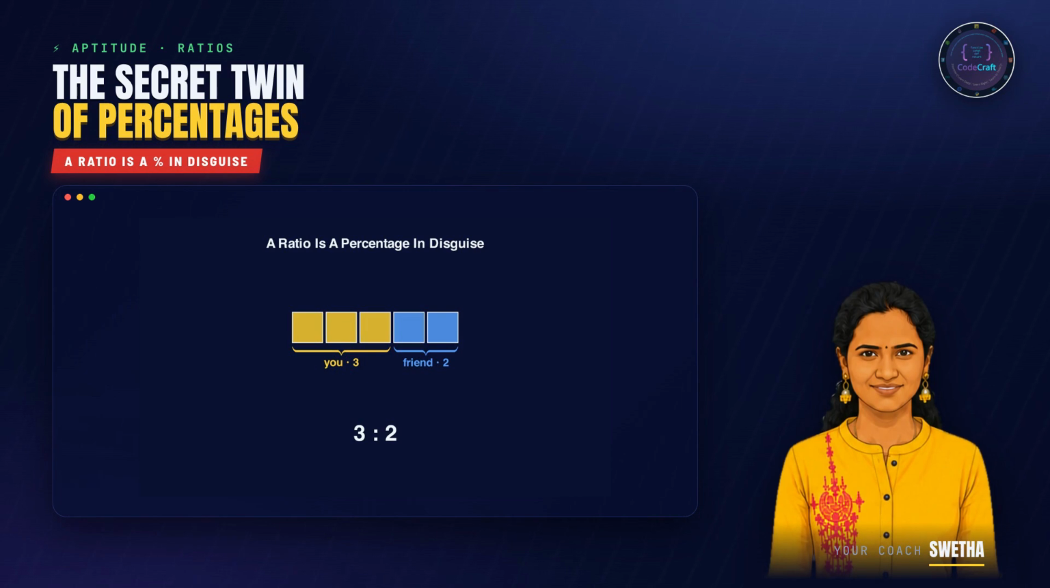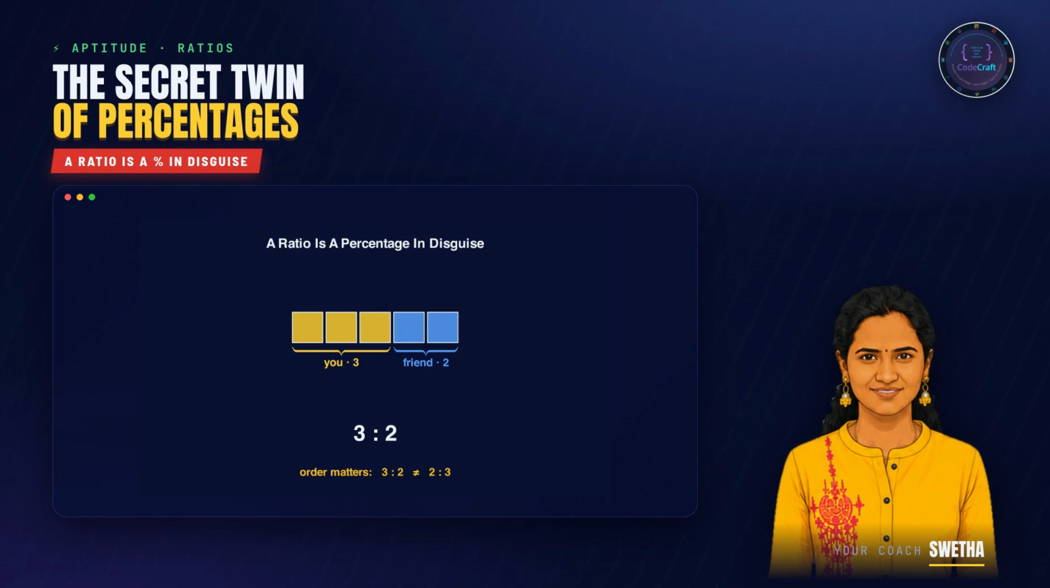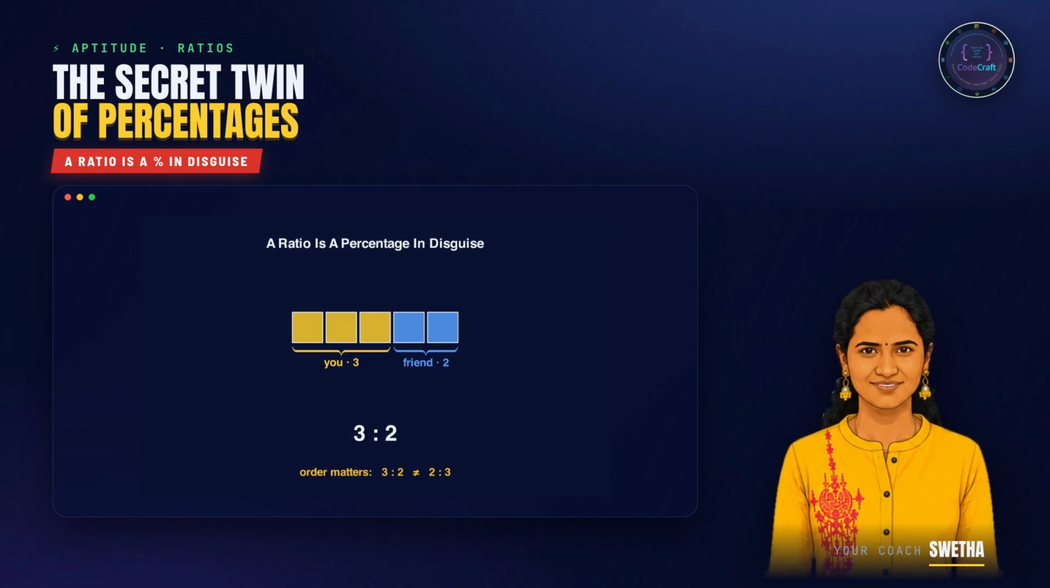First, a quick warning. Order matters. 3 to 2 means 3 for you and 2 for them. Flip it to 2 to 3 and you have swapped the shares. Always read a ratio in the order it is written.